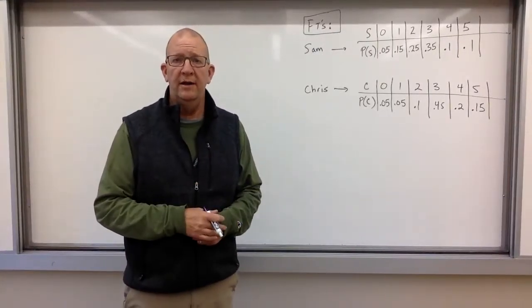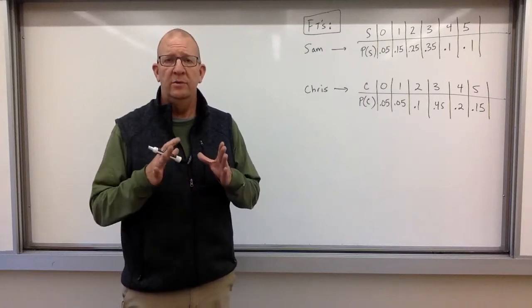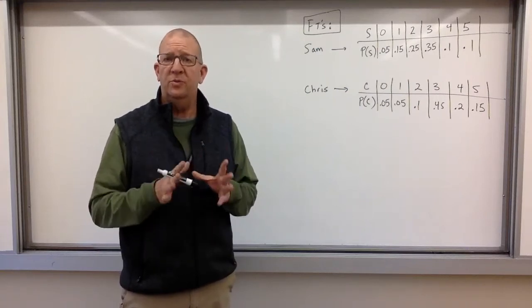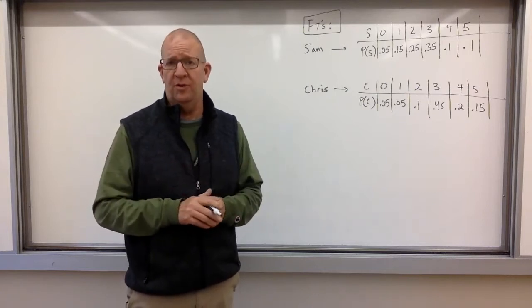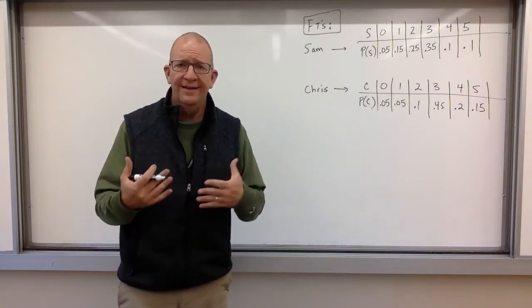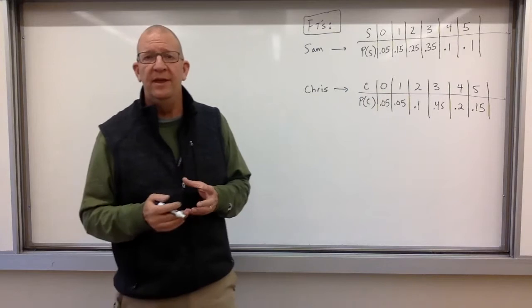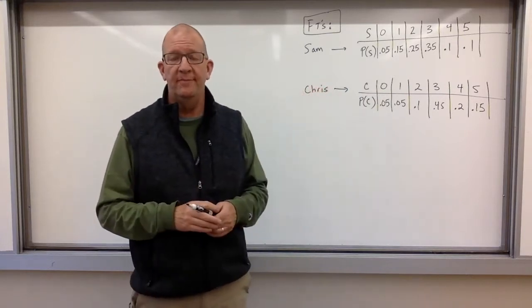Oh, well, hello there. Today, we're going to look at a random discrete variable problem, and we're going to combine these random discrete variables. The story of today's problem is two people shooting free throws.